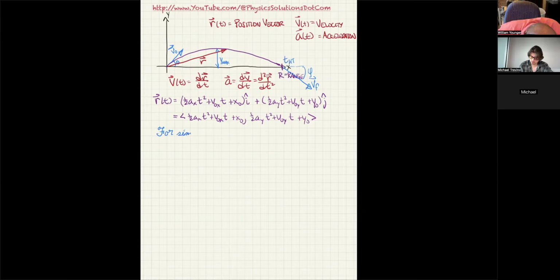for simple projectile motion problems, a of t is just equal to negative g j hat. In other words, there's no acceleration in the x direction. And the way I've got it drawn in this diagram, x0 is equal to 0 and y0 is equal to 0.